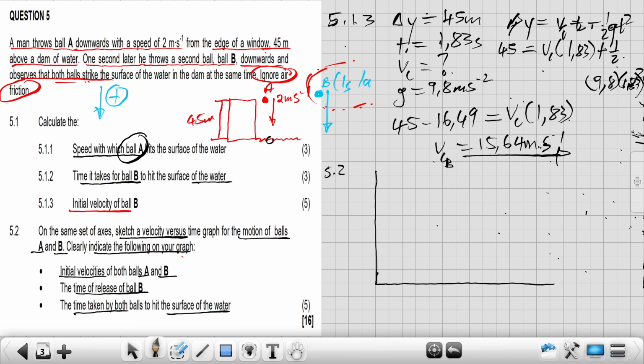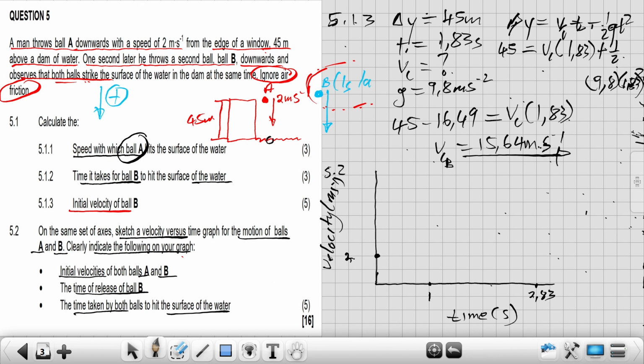But what do I know about A? I know that A was released at 2 meters. And then I know something about time, that B was released 1 second later. And for the motion of the 2 balls to complete and hit the surface of the water, it took something like 2.83 seconds. Remember, you must label your axis. This is time in seconds, and this is velocity in meters per second.